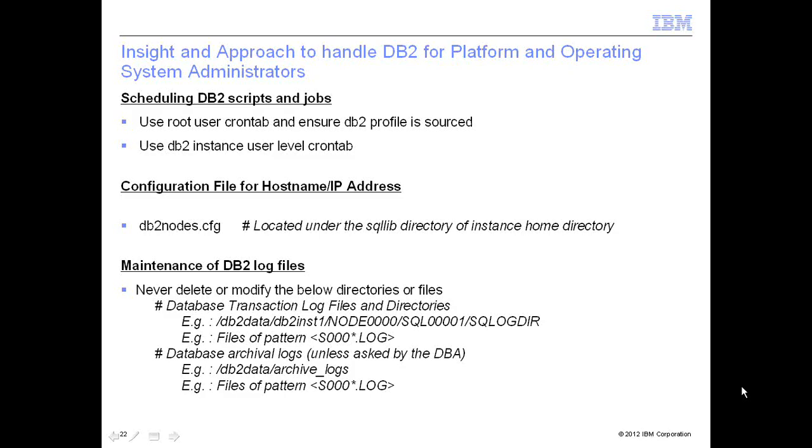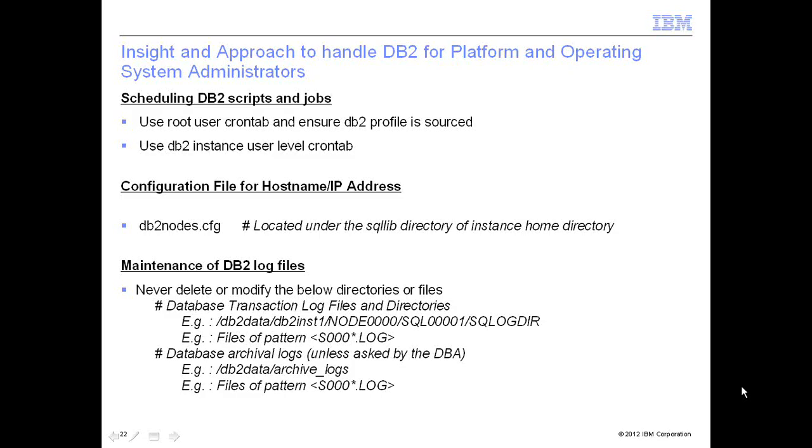Many a time, it so happens that there may have been a change in the IP address or the host name of the system, and after that you find that your DB2 is not running anymore. This is a case where a lot of operating system admins have a problem. So just for your information, there is a file called db2nodes.cfg, which is a configuration file which has an entry of all the partitions that the DB2 system is connected to.